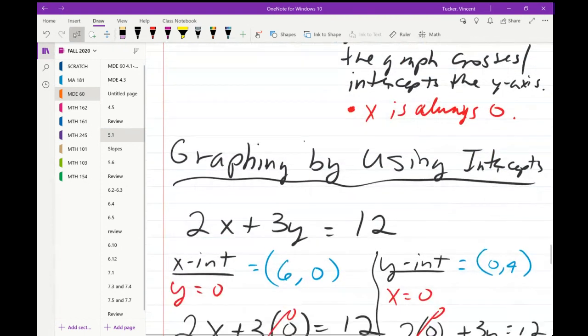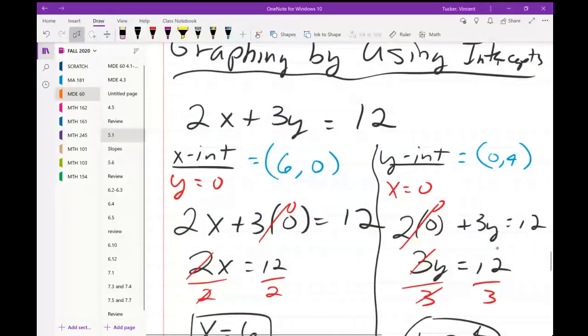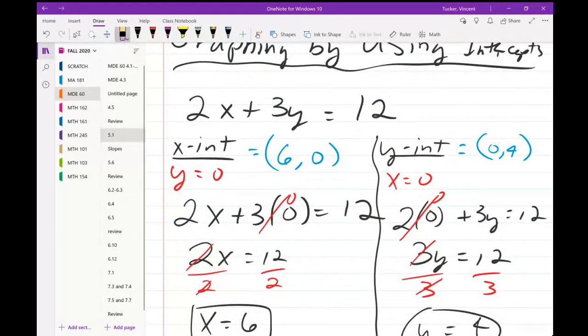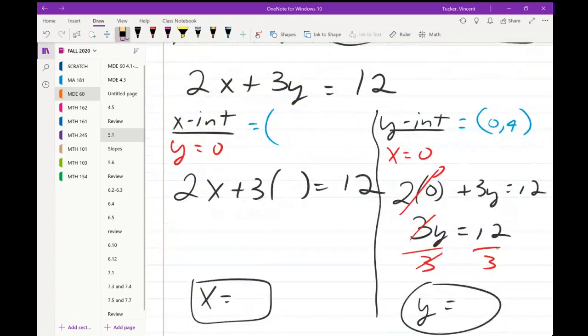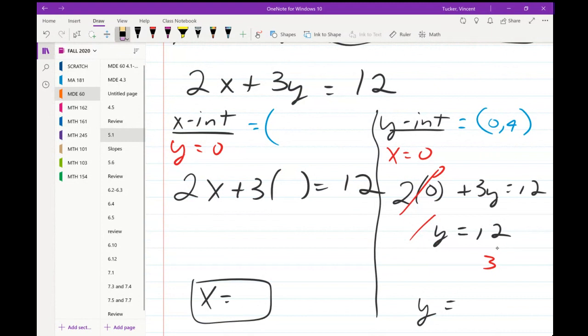All right. So let's look at graphing using our intercepts. All right, so it doesn't matter which intercept you find first. I always tend to find my x-intercept first. But if we have 2x plus 3y equal to 12, I find my x-intercept, the first thing we have to look at.